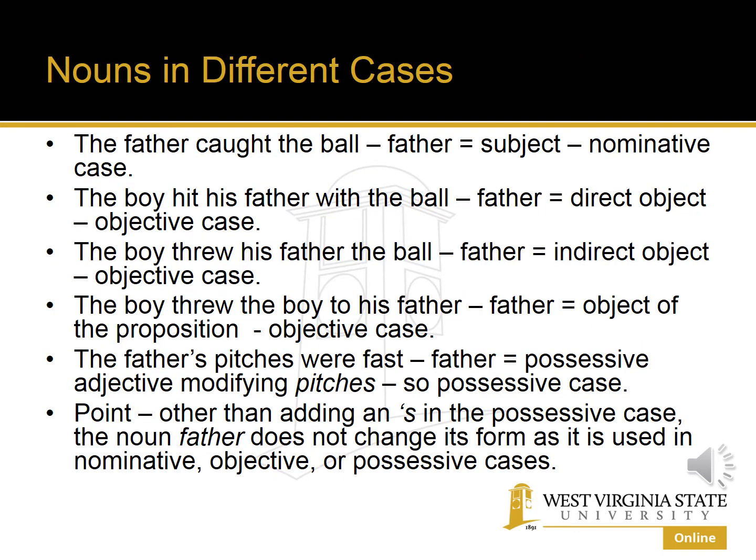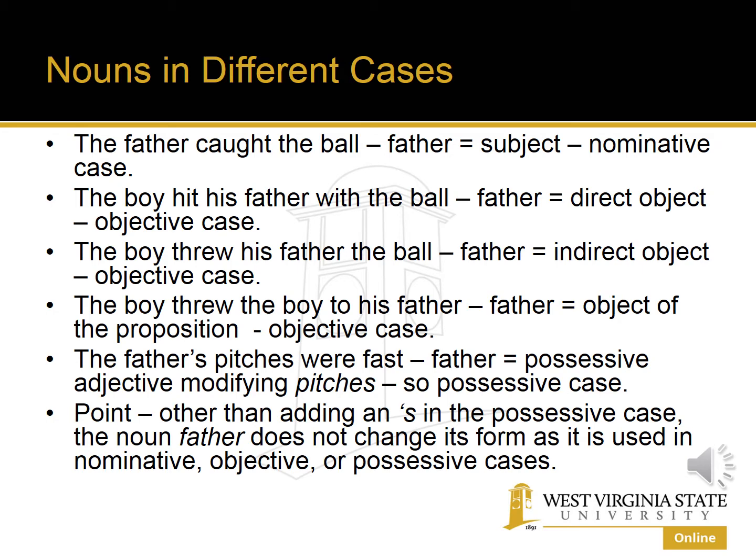All right, let's look at a few more examples of nouns in different cases. The first sentence: "The father caught the ball." In this sentence, father is the subject. It's in the nominative case. "The boy hit his father with the ball." In this sentence, father is the direct object, so it's in the objective case.